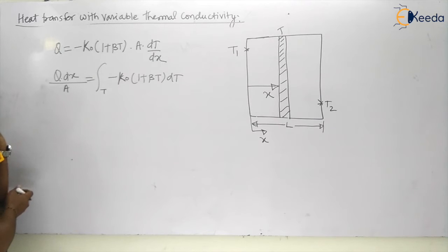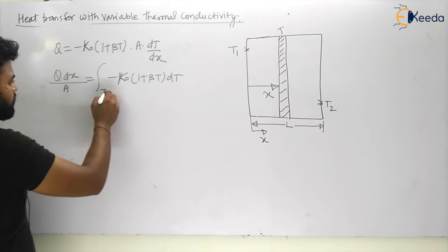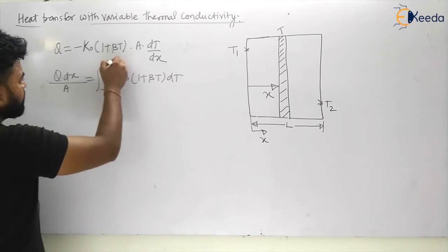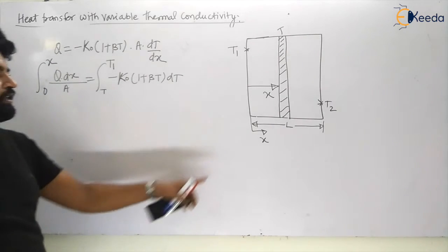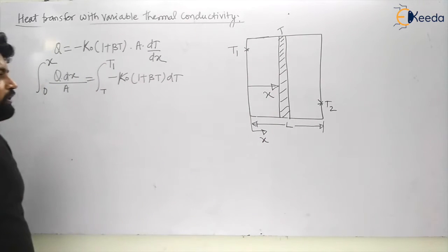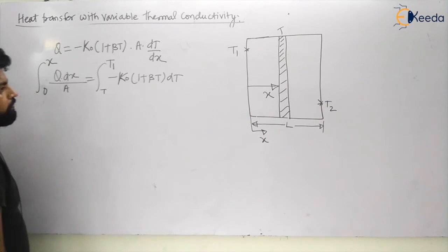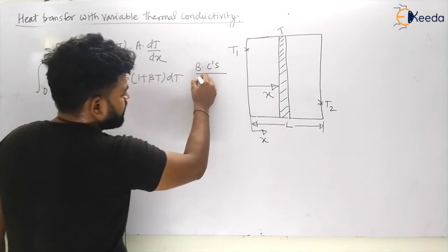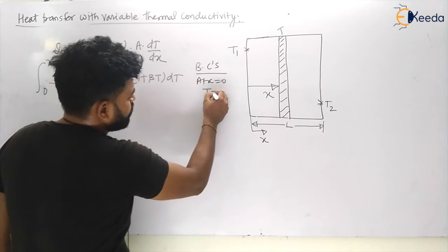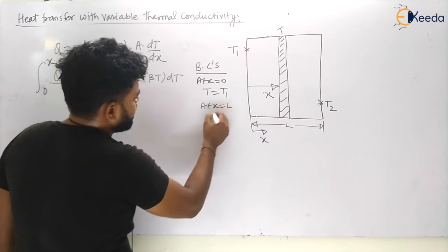You have to integrate it from T2 to T1, since negative is here, so this must be T1 minus T2, and this will be from 0 to x, because at x you have to calculate the temperature, my dear students. So you are integrating it from T1 to T2 and 0 to x. So let us see the boundary conditions. Boundary conditions are: at x equal to 0, T is equal to T1, and at x equal to L, T is equal to T2.